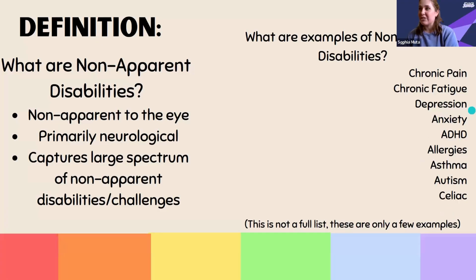So we're going to jump into a definition, right? What are non-apparent disabilities, right? They are non-apparent to the eye, primarily neurological. They capture a large spectrum of non-apparent disabilities and challenges. And some examples of non-apparent disabilities are chronic pain, chronic fatigue, depression, anxiety, ADHD, allergies, asthma, autism, celiac, etc. Right? Not a full list. These are just a few examples that I came up with.